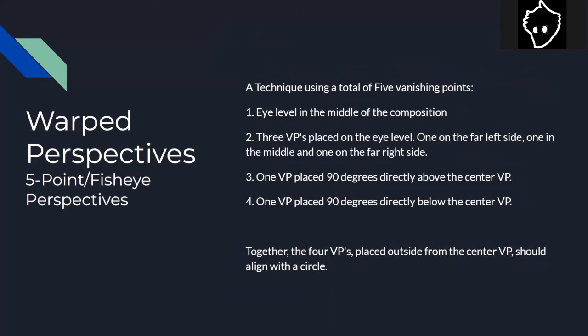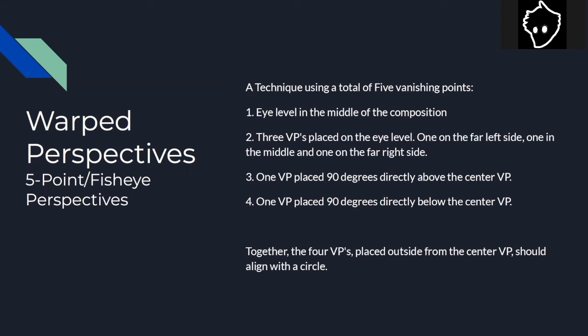Now, moving on, there was another warped perspective I'd love to teach you guys, and it's called 5-point fisheye perspective. To put it simply, it is a technique using a total of 5 vanishing points. For one rule, it's 1 eye level in the middle of the composition, 3 VPs placed on the eye level, 1 on the far left side, 1 in the middle, and 1 on the far right side, while the third rule constitutes 1 VP placed 90 degrees directly above the center VP, as well as the opposite, 1 VP placed 90 degrees below the center VP.